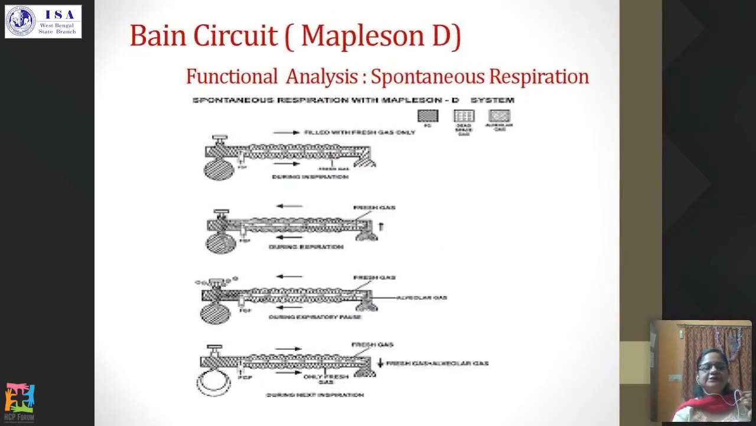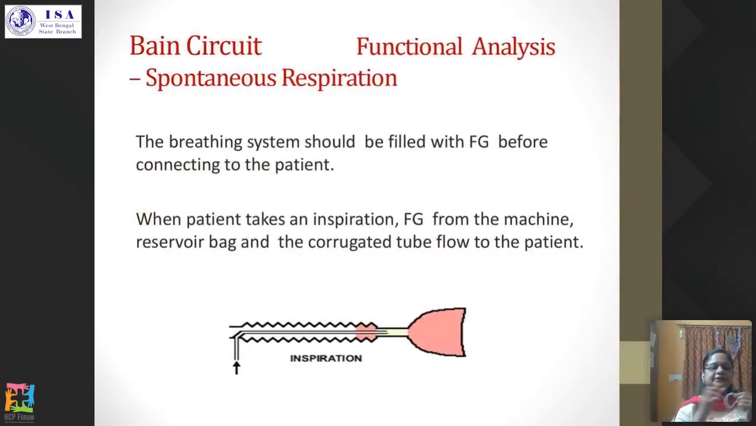Now next is the functional analysis of the Bain circuit in spontaneous respiration. The breathing system should be filled with fresh gas before connecting the patient.